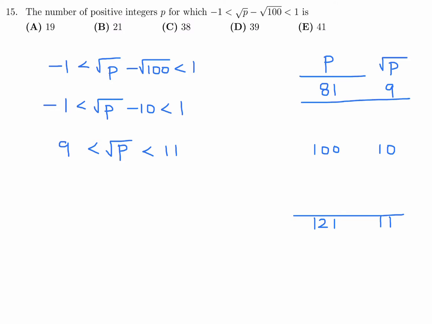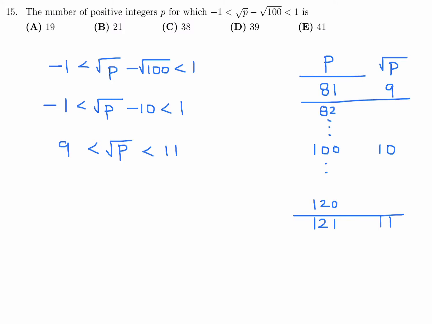We can't choose P equals 81 because that would make it exactly equal to 9. It can't be equal to 9, it has to be greater than. But any number greater than that, that is an integer, so 82 and so on, all the way up till the other end, which would be 120.